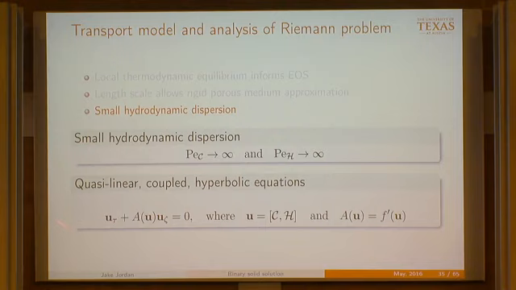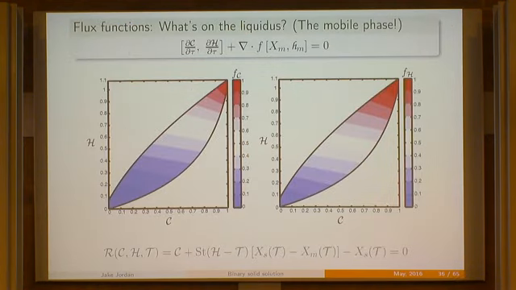and we can write our advection-dominated form in a nice, simple quasi-linear form, where this U here is our conserved dimensionless quantities, composition and enthalpy, and a nice property of the quasi-linear form for hyperbolic equations written as such is this A here is just the Jacobian of the flux function, so it's just the derivative of F with respect to U. So the flux functions are essentially giving us what's on the liquidus. These give us the mobile phase.